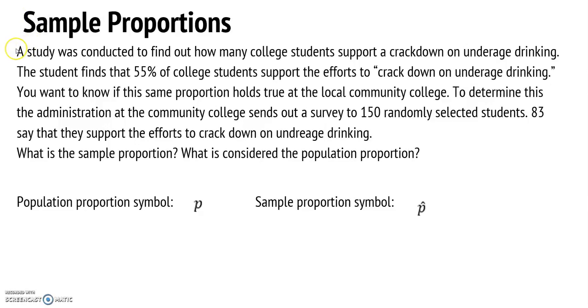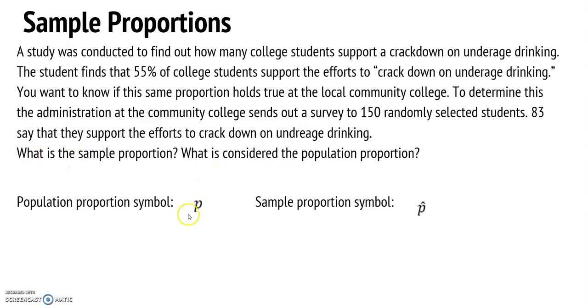A study was conducted to find out how many college students support a crackdown on underage drinking. The study finds that 55% of college students support the efforts to crack down on underage drinking. You want to know if the sample proportion holds true at the local community college. To determine this, the administration at the community college sends out a survey to 150 randomly selected students. 83 say that they support the efforts to crack down on underage drinking. What is the sample proportion? What is the population proportion?